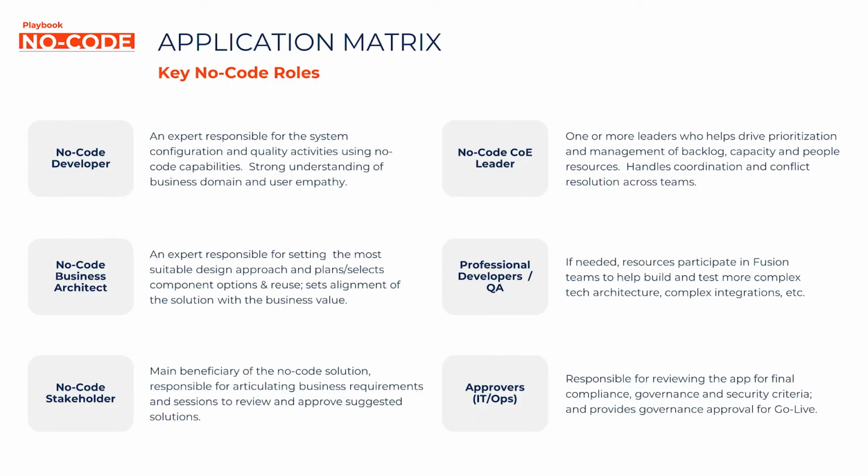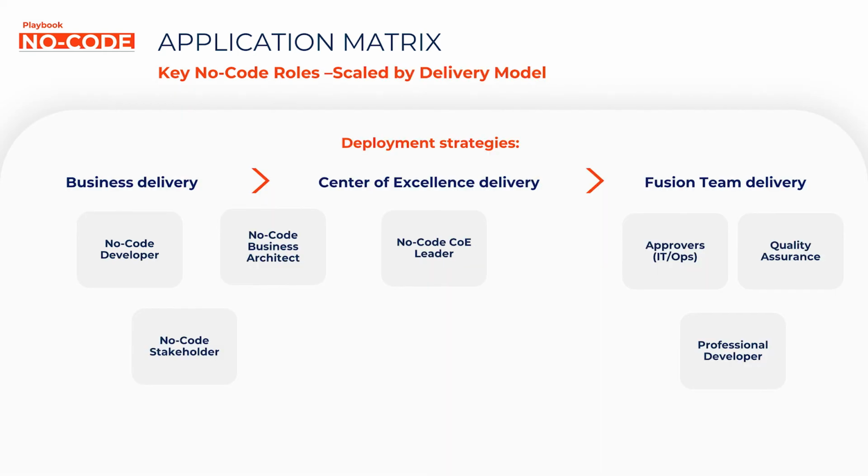A point on roles. We don't have a lot of time to talk about roles. This will be a whole chapter in the playbook when we're done. There are a variety of no-code roles inside the team, typically a no-code developer, perhaps a no-code business architect, and a no-code stakeholder. Then there may be roles that fit outside the team. If you go to the next slide, this should help.